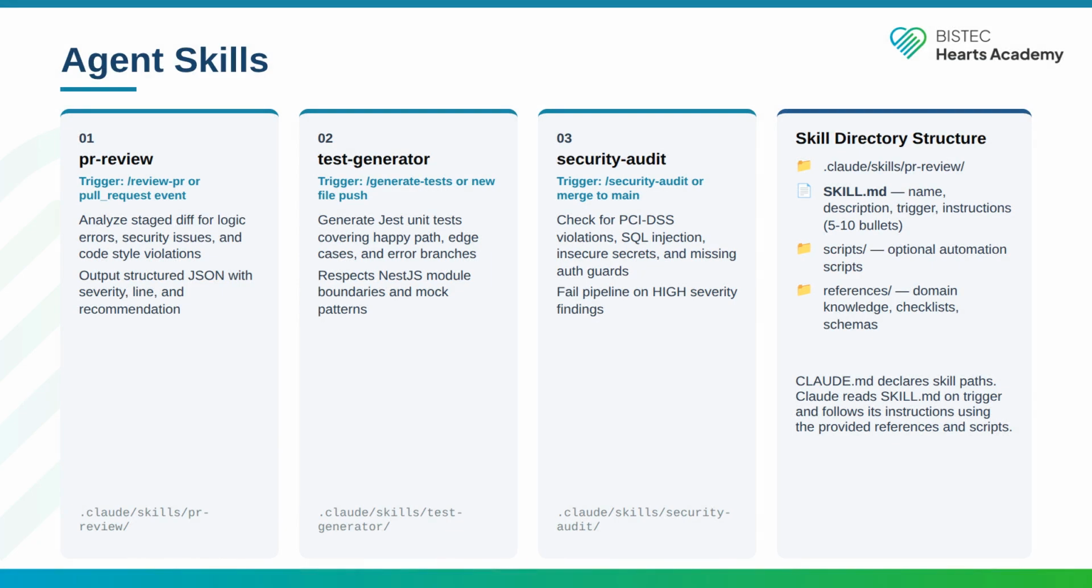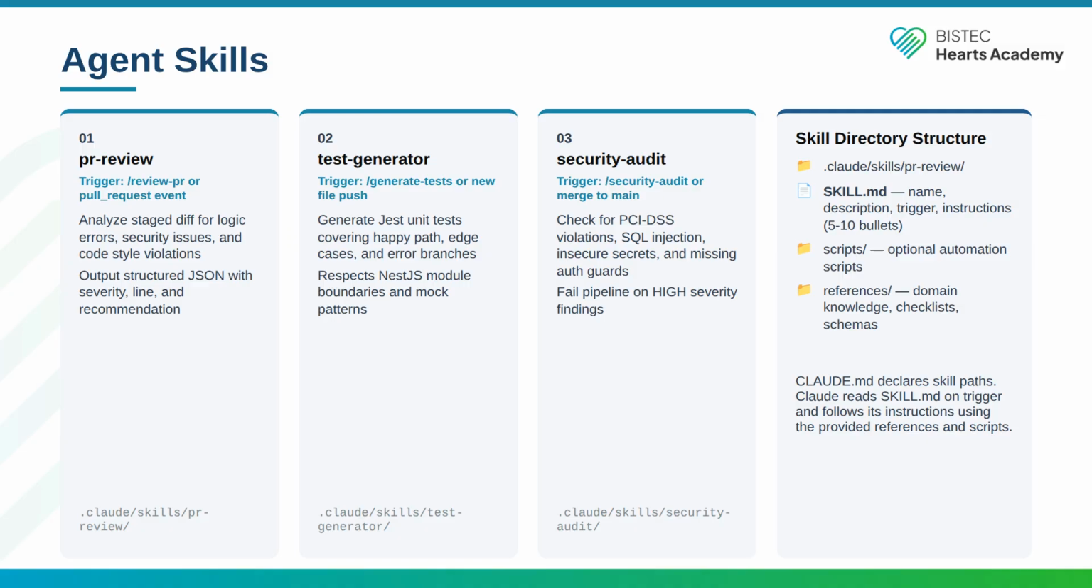An agent skill is a self-contained package of instructions and resources that extends what Claude Code can do. It lives in a directory with a SKILL.md file at the root, optionally accompanied by a scripts directory for automation and a references directory for domain knowledge, checklists, and schemas. The configuration declares 3 skills.